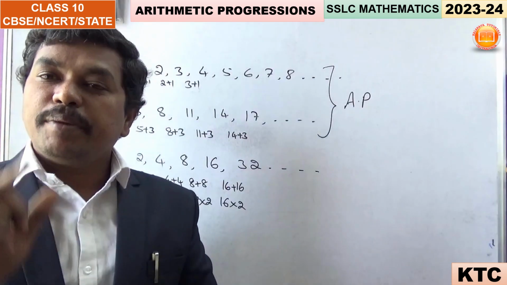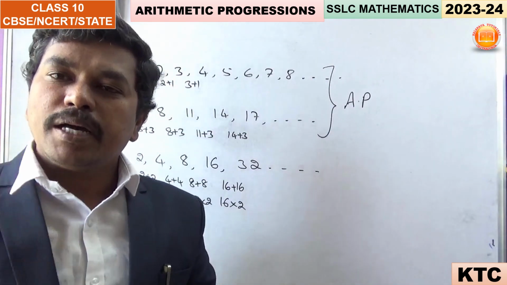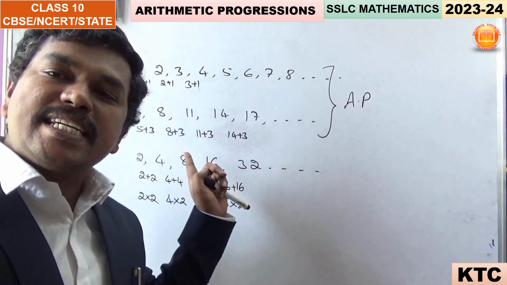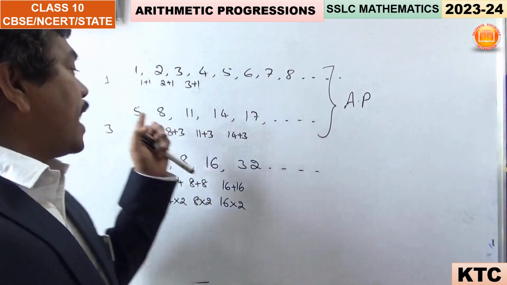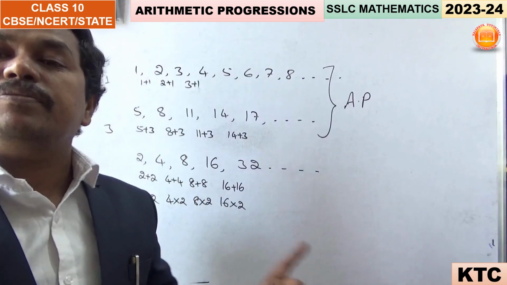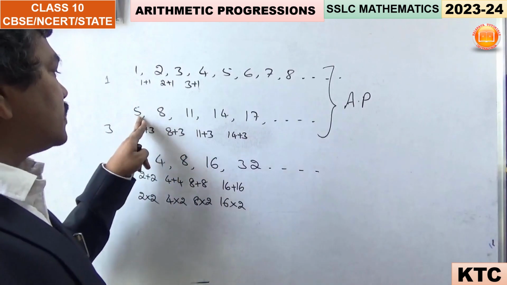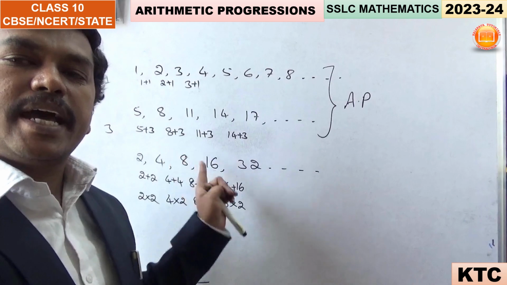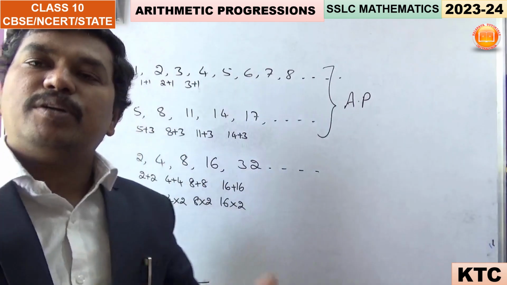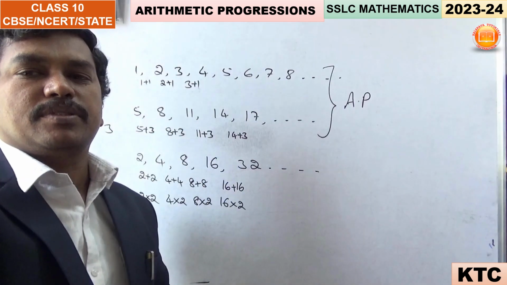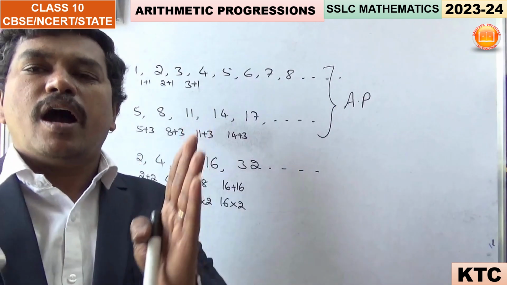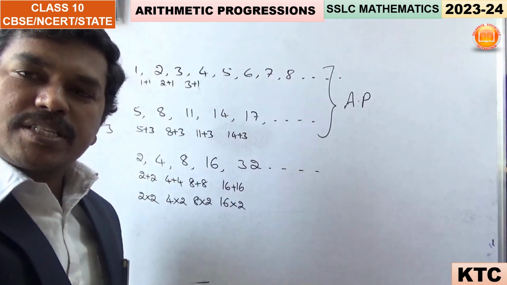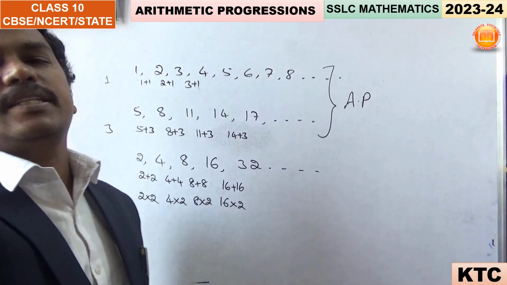That means an arithmetic progression is a series of numbers where we get the successive terms by adding a fixed number to the previous terms, except the first term. For getting the first term you don't add anything. The first term is there, and then you add the fixed number to get the successive terms, from the previous or preceding term.